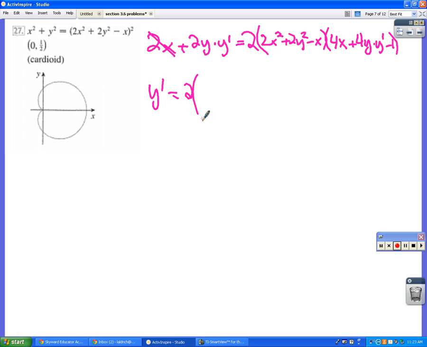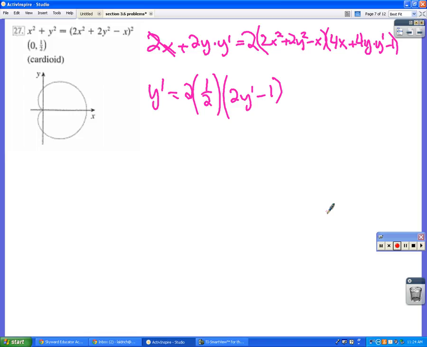Over here, if I plug in 0 for x, 2x squared is 0. 1/2 squared is 1/4, and 2 times 1/4 is 1/2 minus x, but that is just 0. If I plug in 0 for x here, then that is gone also. Y is 1/2, so half of 4 is 2, so that becomes 2y prime minus 1. That is a lot easier to solve for y prime than all of that stuff right there.